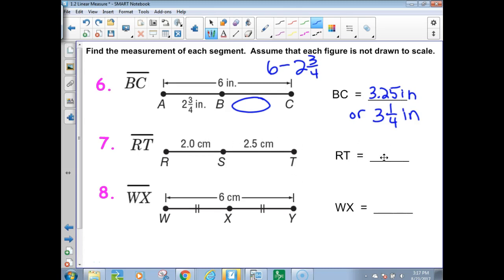R to T, we're just going to add. This is a super simple 2 plus 2.5, which is going to be 4.5 centimeters. And then number 8 is using the fact that these segments are equal. If the entire segment X to Y is 6 centimeters, how big is each one? Yes, 3 centimeters apiece.